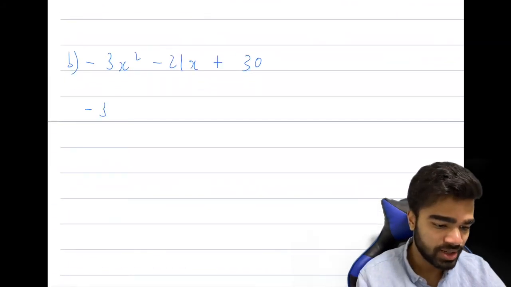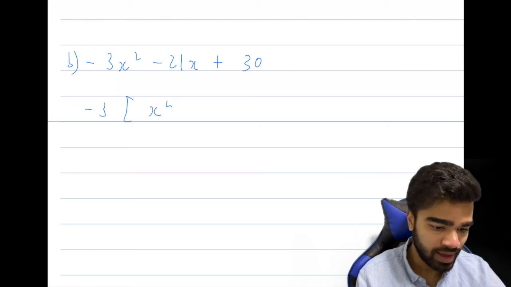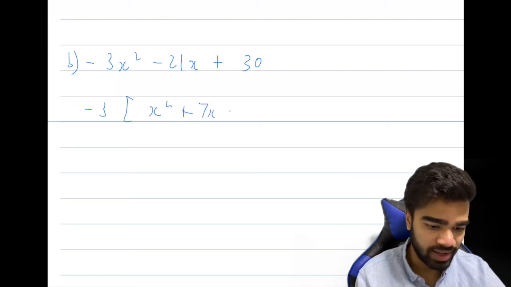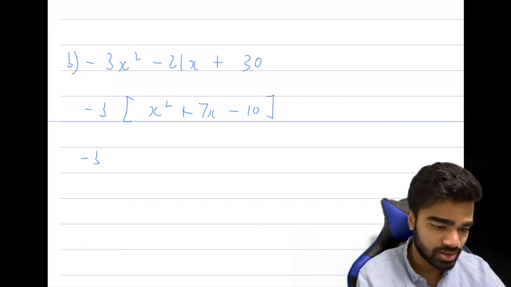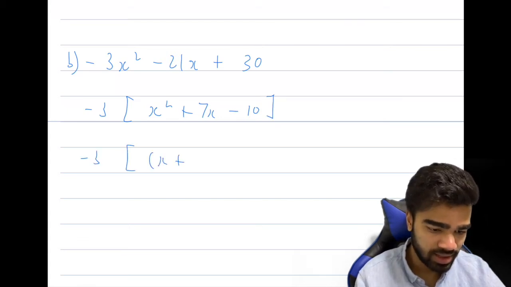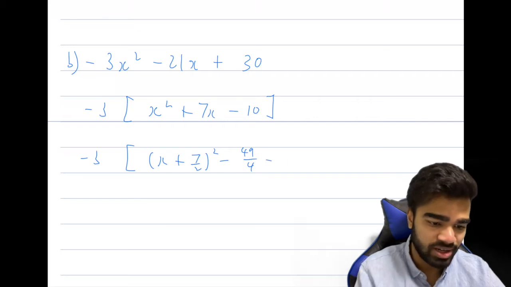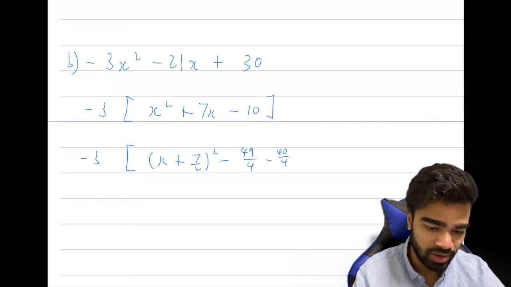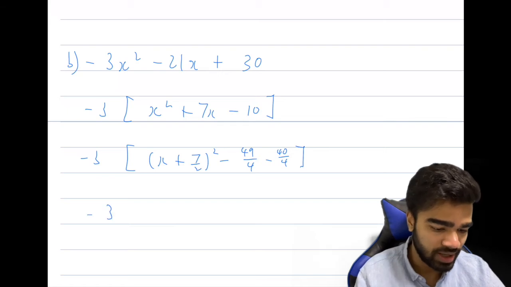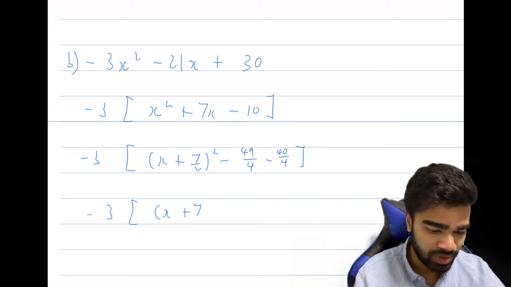Let's quickly do this one. It'll be negative 3x squared plus 7x minus 10, so negative 3 square brackets x plus 7 over 2 squared. I'll do this quickly. Minus 7 over 2 squared is 49 over 4, minus 10. So minus 10 I can also write as 40 over 4, like so. So you have negative 3 (x plus 7 over 2) squared.